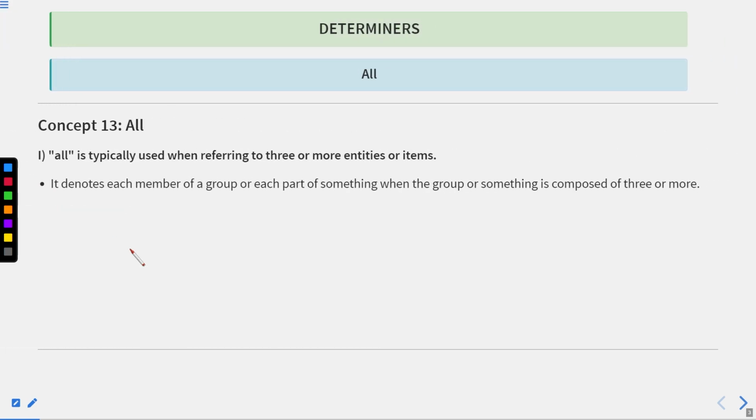First of all, this is concept number 13, which is beginning with all. All is typically used when referring to three or more entities or items. Okay, all means everything, which includes everything in a group. It denotes each member of a group or each part of something when the group or something is composed of three or more.